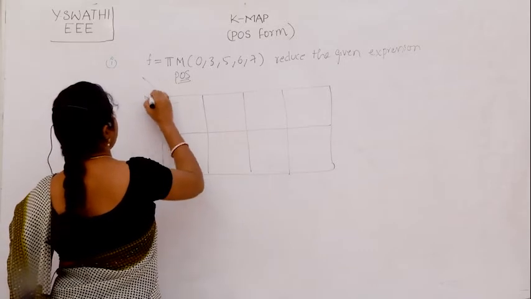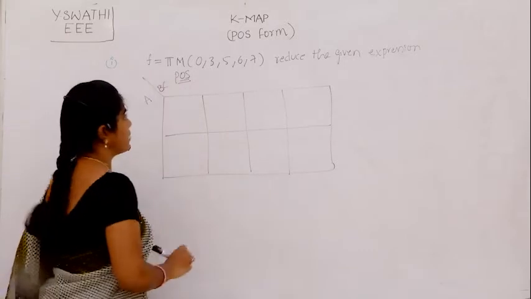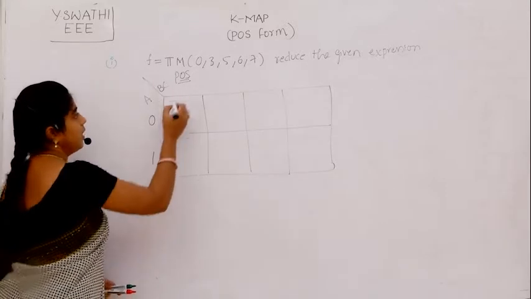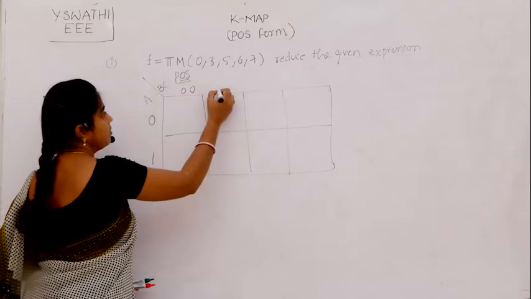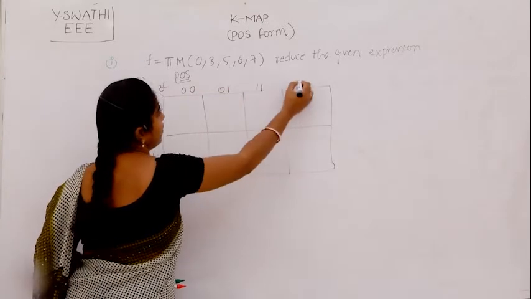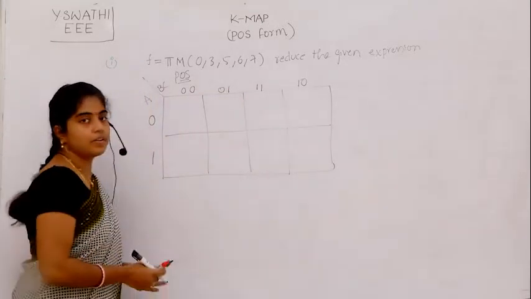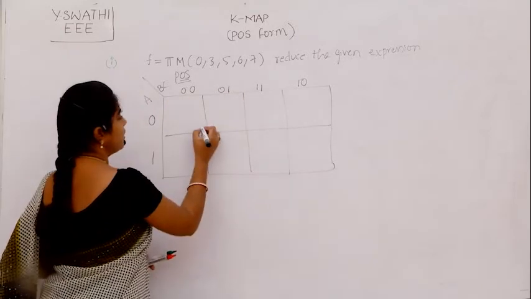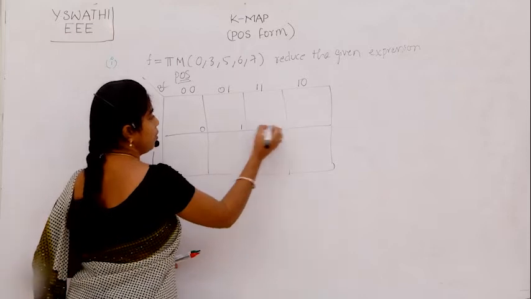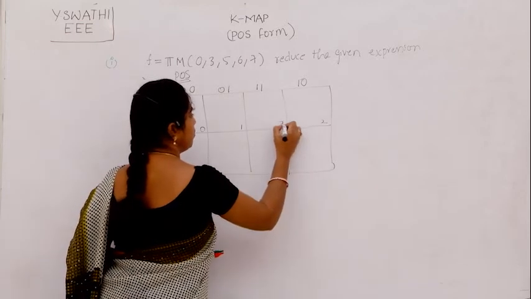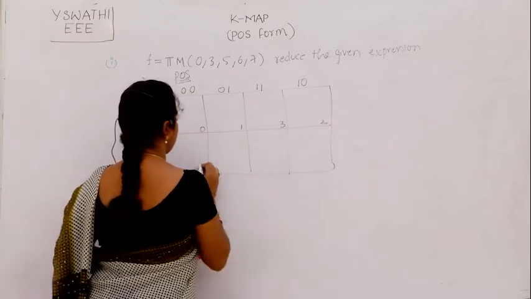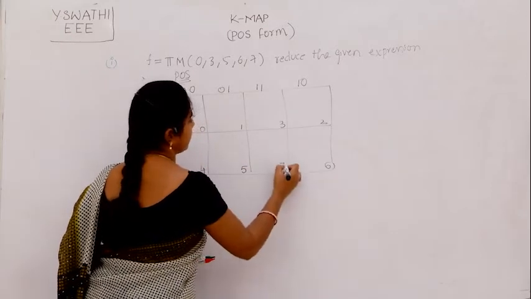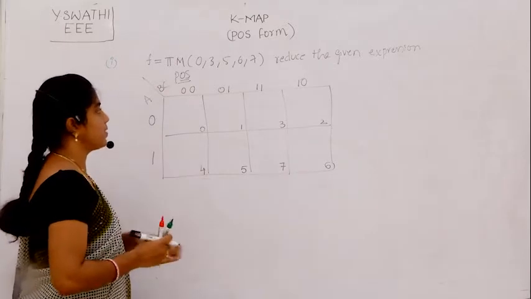So the 3 variables are A, B, C. A can be 0 or 1, and the B, C combinations are 0 0, 0 1, 1 1 and 1 0. Okay, this is our B, C combinations. So what is the min-term representation? 0, 1, 2, 3, 4, 5, 6 and 7. This is our max term representation.